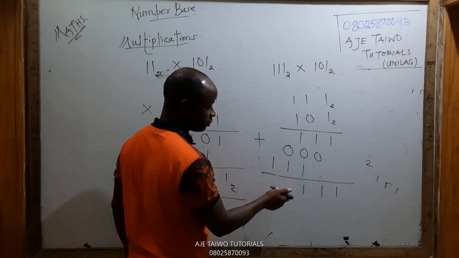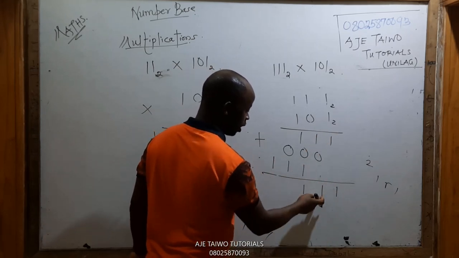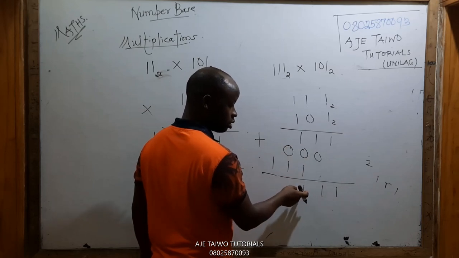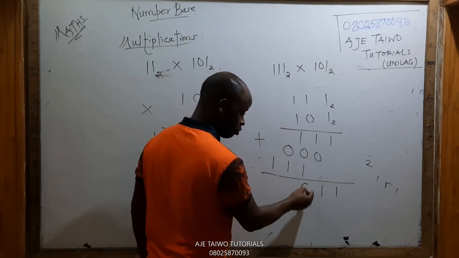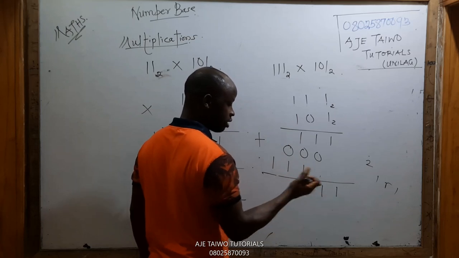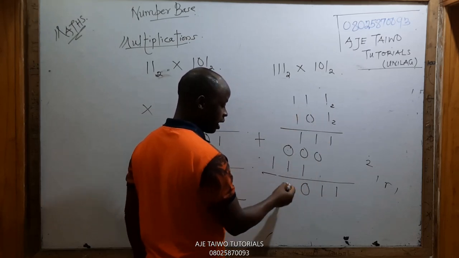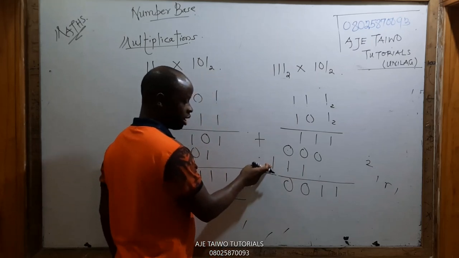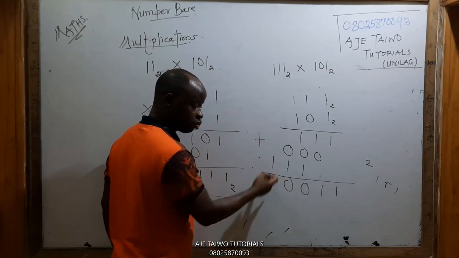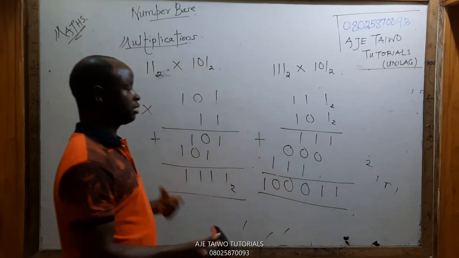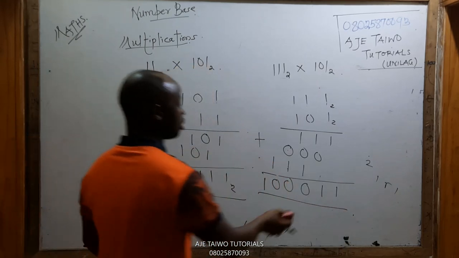Let's recheck this. 1 plus 1 is what? 2. 2 in 2, 1. Remainder 0. Have you put the remainder down? Carry 1. 0 plus 1, 1 plus 1, 2. 2 in 2, 1. Remainder 0. Carry 1. This 1 plus 1, 2. 2 in 2, 1. Remainder what? 0. And the last 1. That's it.